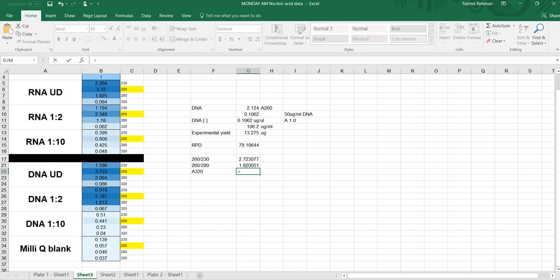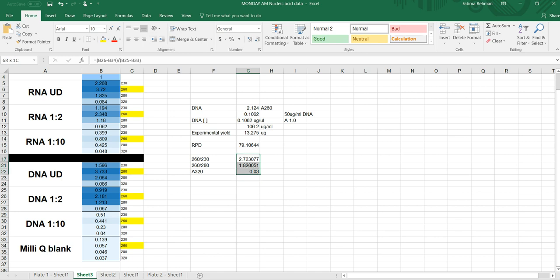And then lastly, you just want to write your A320 value by itself. The A320 value should be close to 0. The closer it is to 0, the less insoluble light scattering material is there. Again, remember to blank it. So I take my 320 value from the same sample that I used, and then I take away my 320 blank, and there I am. Now I have my sample right there.